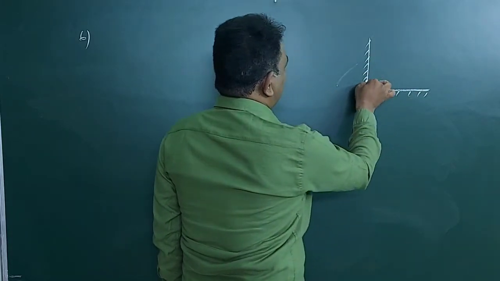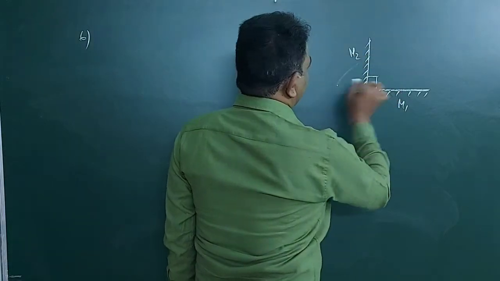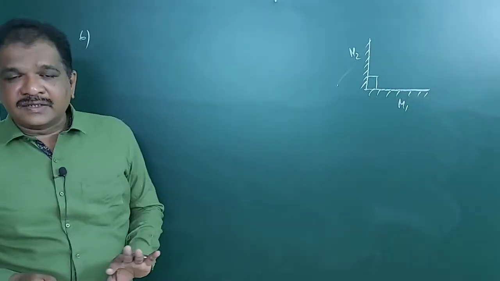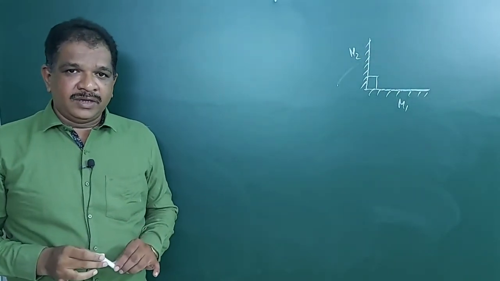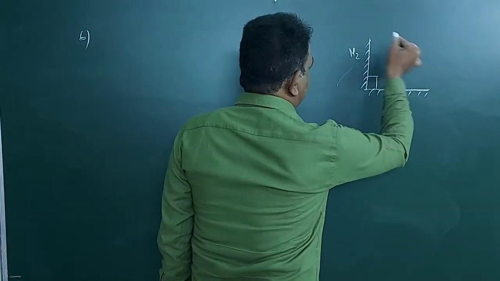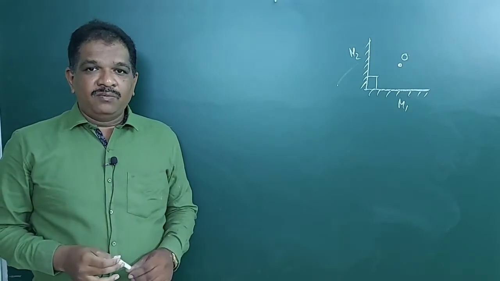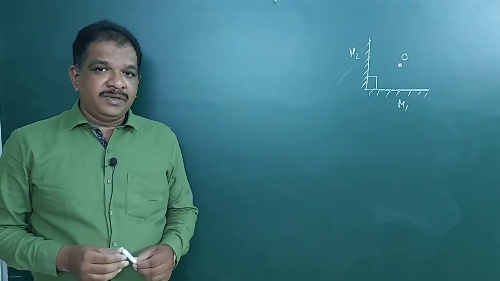Here, what is the angle between the two mirrors? 90 degrees. If theta is the angle between the two mirrors, and in between them somewhere one object is placed, how many images will be formed? Like that, questions will be there.